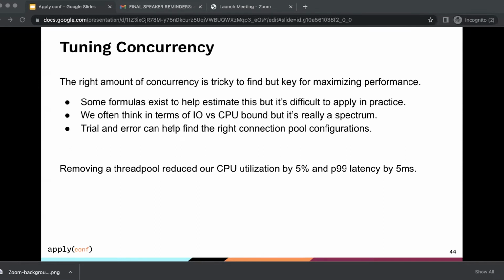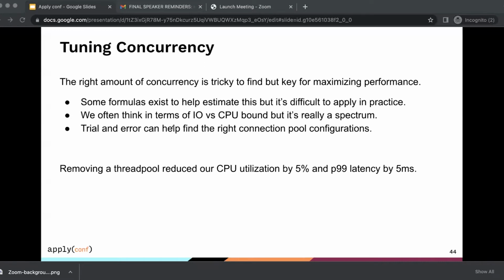Last but not least is, of course, good old concurrency tuning. This is actually quite tricky to find, but it really is key if you want to maximize your performance. There are a bunch of formulas out there, and what it really boils down to is the proportion of I/O versus CPU bound you are. Are you doing mostly I/O or mostly CPU? You have to think about it as a binary, but it really is a spectrum. You want to figure out that proportion, that ratio, in your particular use case.